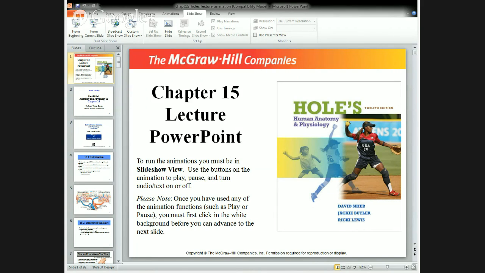Section 15.3 is on heart actions. The heart chambers function in a coordinated fashion. Heart actions are regulated so that atria contract while ventricles relax. The contraction is called systole, relaxation is called diastole.